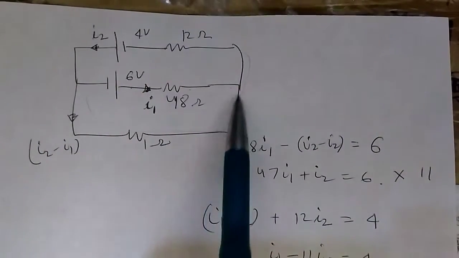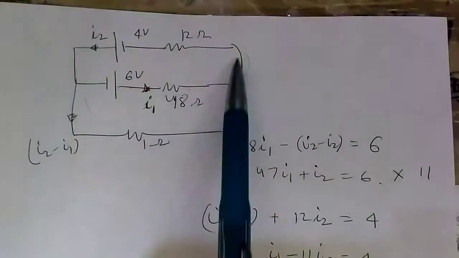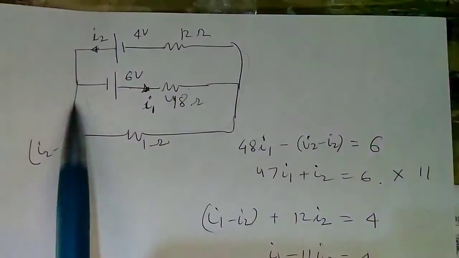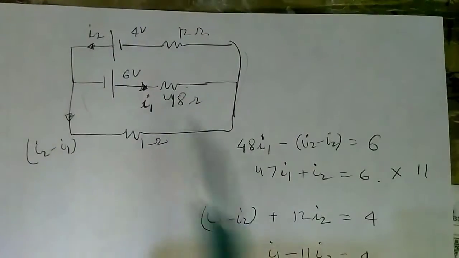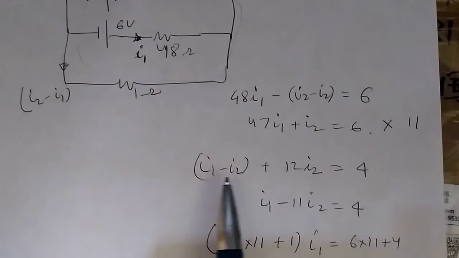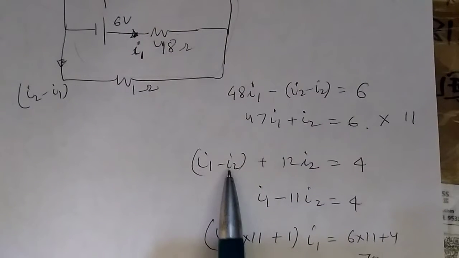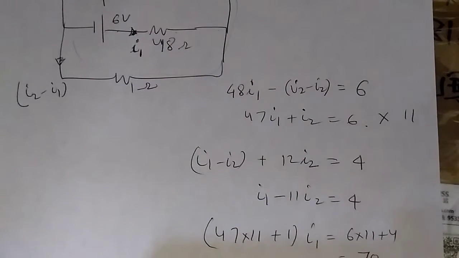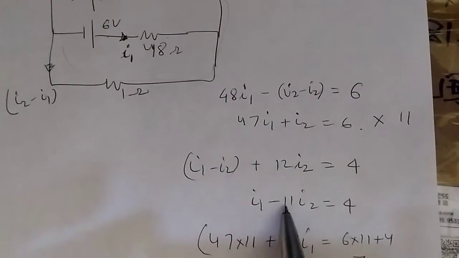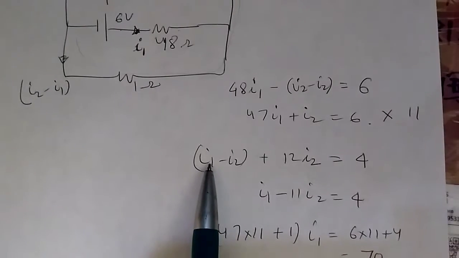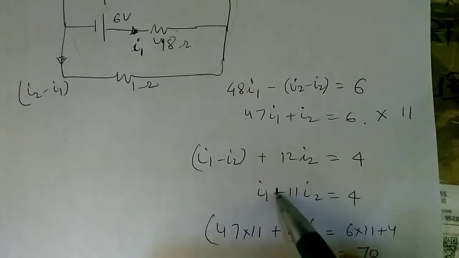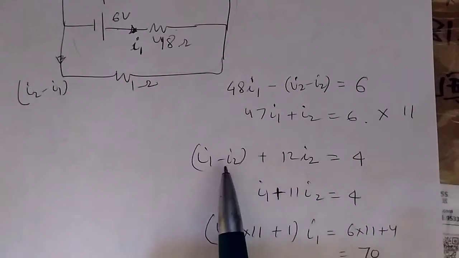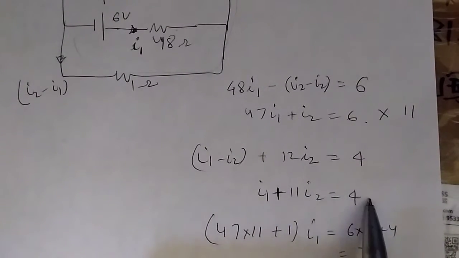And then when you move on to this 12 ohm resistor, this has a current of I2 flowing in the direction of our loop. So this will also be positive 12 into I2. Minus I1 and then 12 I2 plus I2. So there seems to be some mistake here. So minus I1 plus 11 I2 is equal to 4. 12 minus 1 is 11, equal to 4.